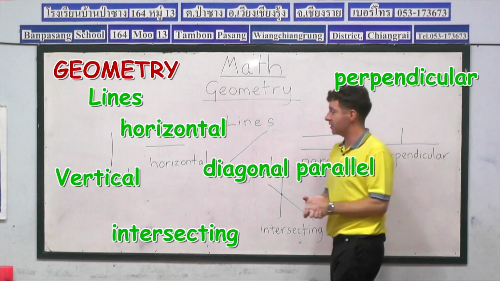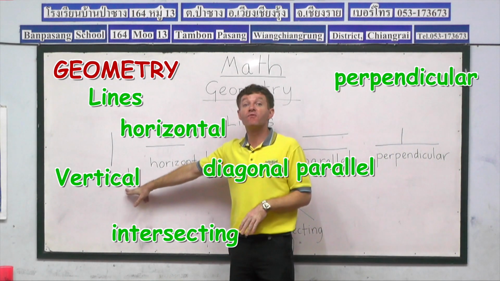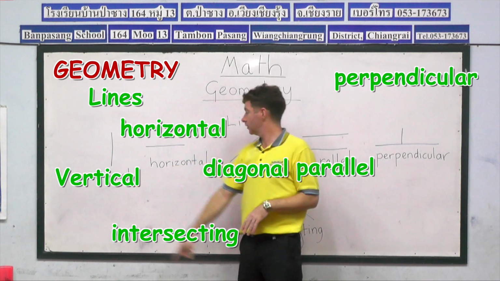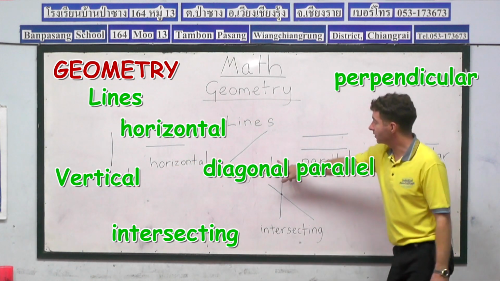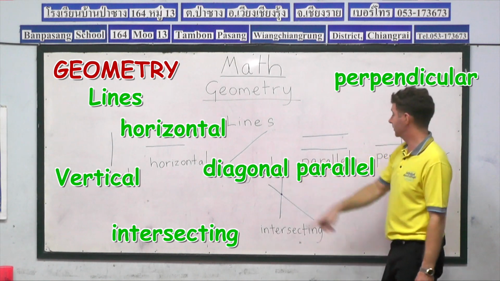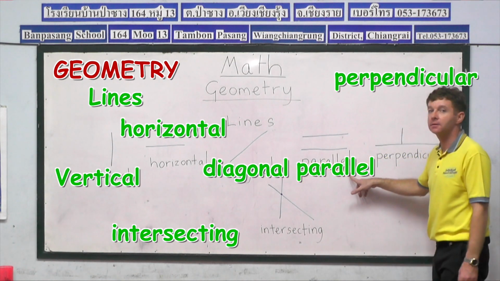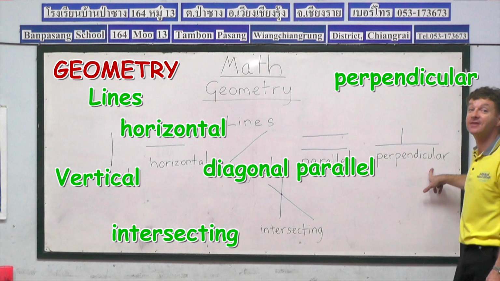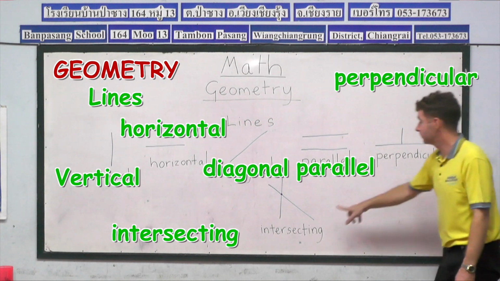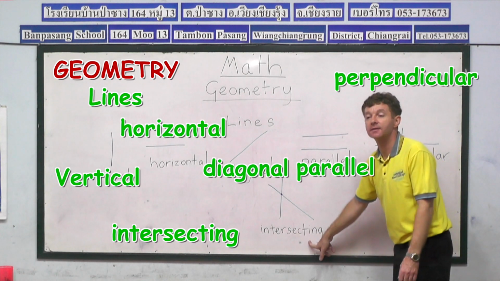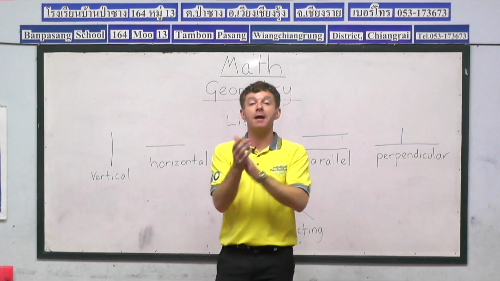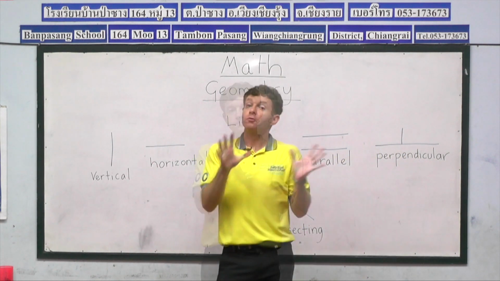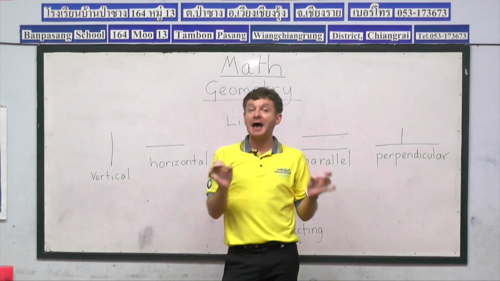Excellent, guys. So one final time, let's speak all our lines together. We have vertical, horizontal, diagonal, parallel, perpendicular, intersecting. Guys, that was brilliant. Very well done and well remembered. So that was the previous lesson, lines.